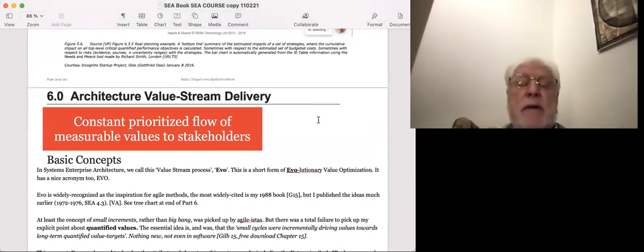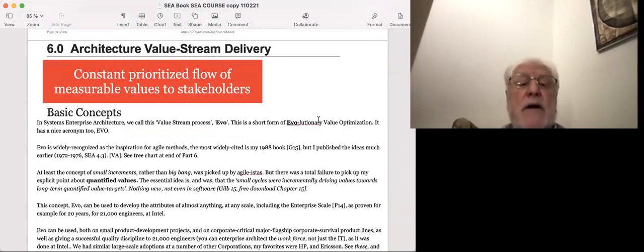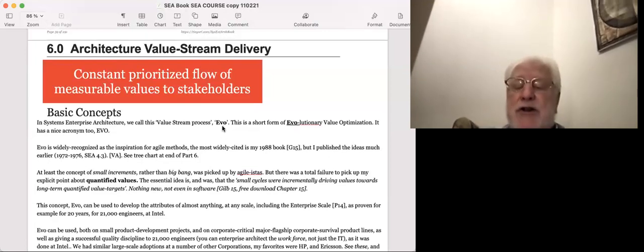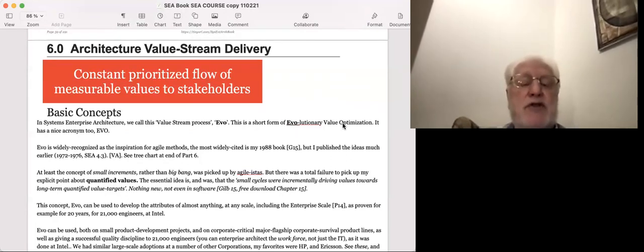Okay, so that's my summary. Now, next Tuesday, we're going to look at the prioritized flow of measurable values to stakeholders. This is an agile method, which I call EVO, which is short for evolutionary value optimization.